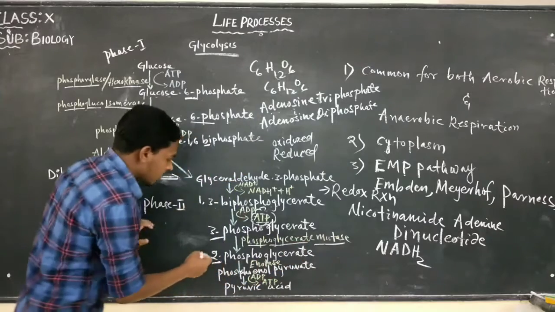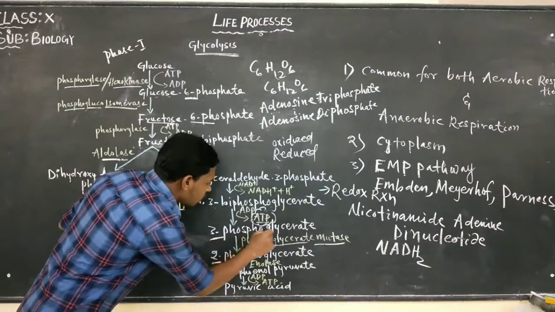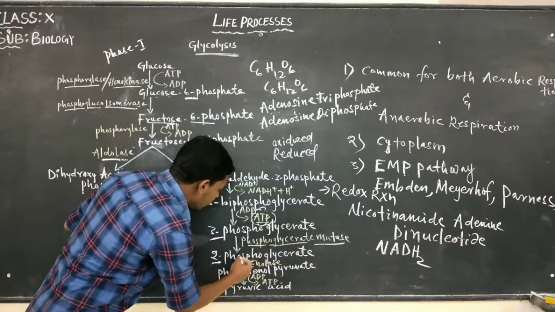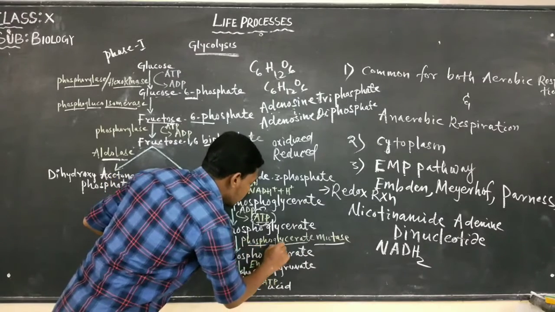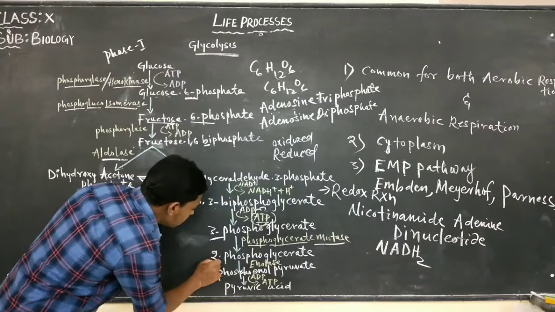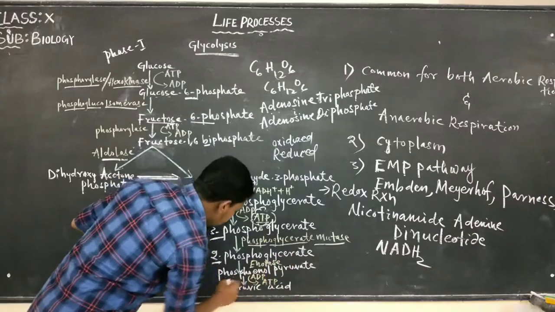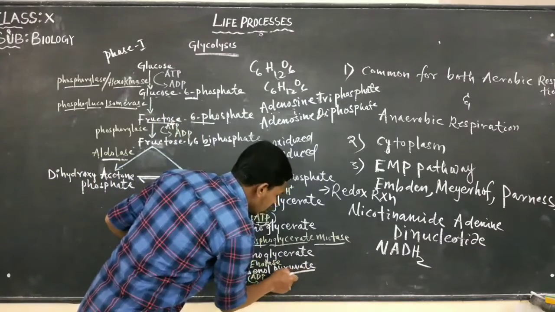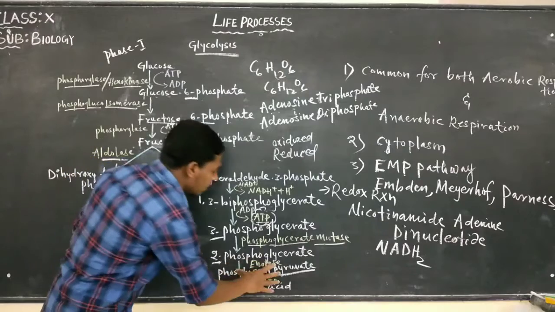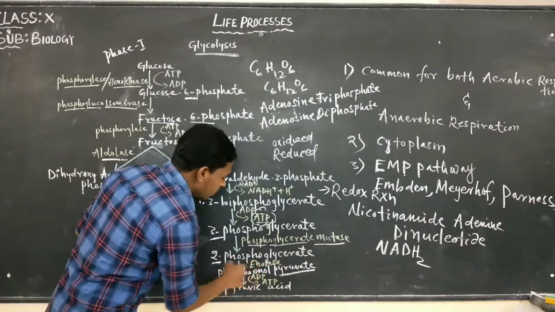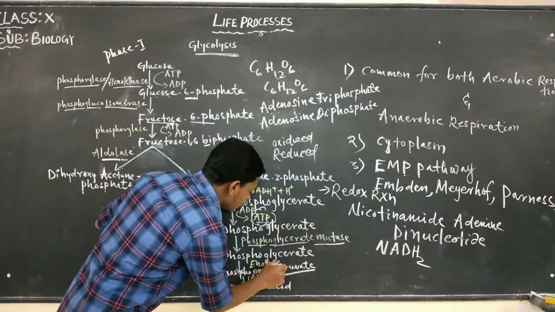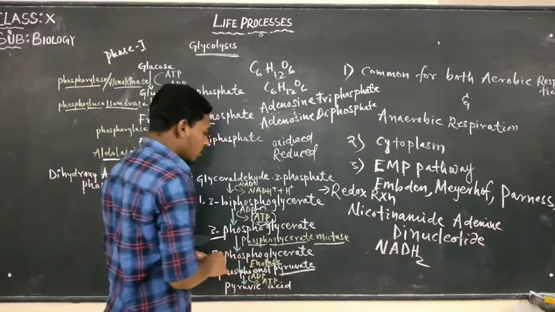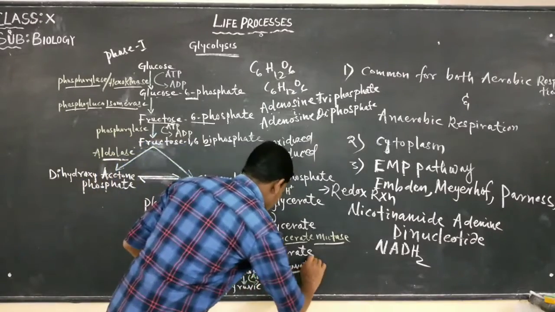Phosphoglycerate mutase. Next, this 3-phosphoglycerate gets converted into 2-phosphoglycerate, and that enzyme is phosphoglycerate mutase. Now this 2-phosphoglycerate gets converted into phosphoenolpyruvate, another acid, and the enzyme that is involved in the conversion is enolase. Enolase is the enzyme.